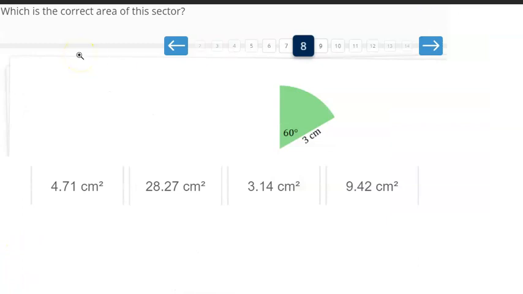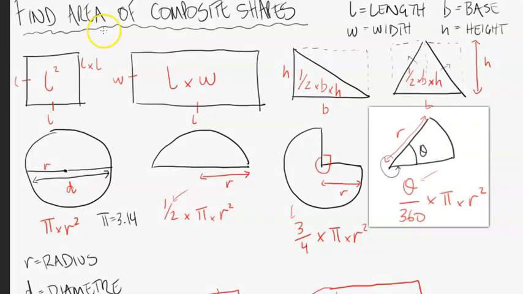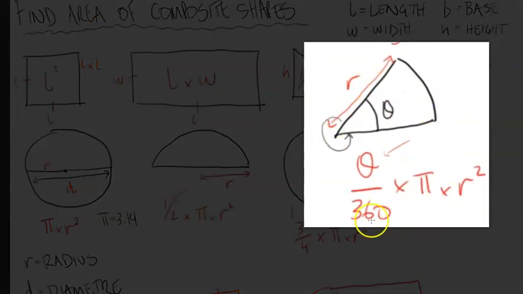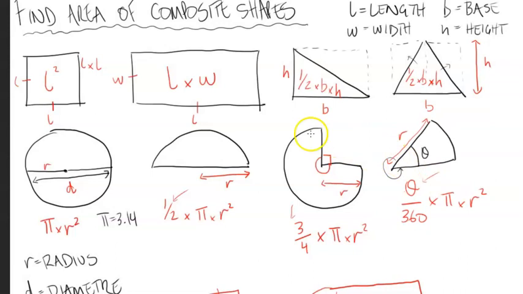Alright, question 8. Which is the correct area for this sector? So a sector is just a section of a circle. We call it a sector. This here, think of the word portion of a circle. We've got a certain degree within the internal space of the circle. Now, if you remember from the formula, we're going to grab whatever the degree is, divided by 360, times pi times the radius squared.